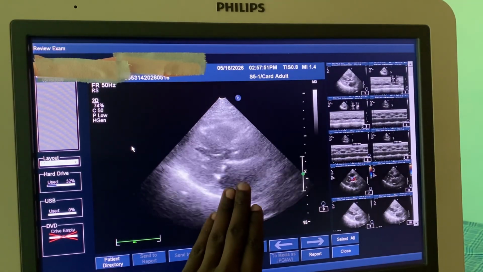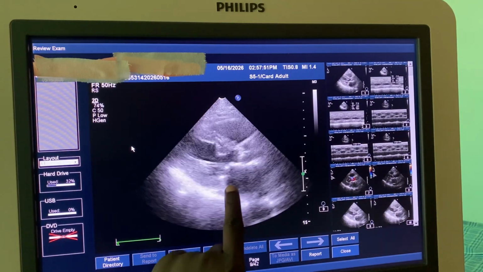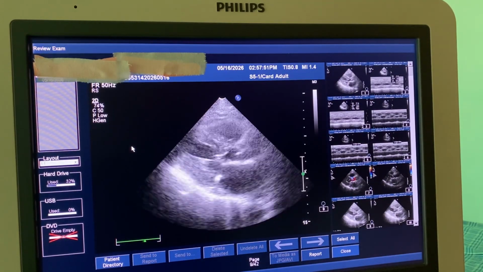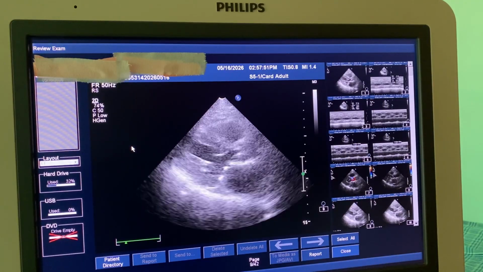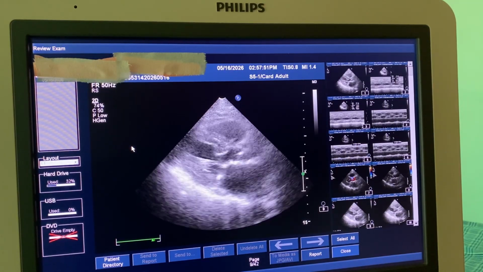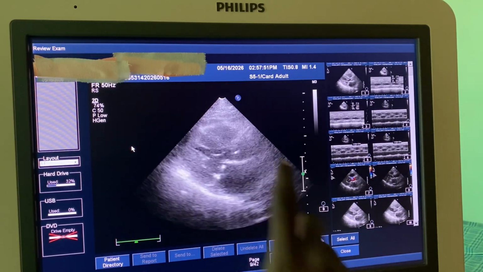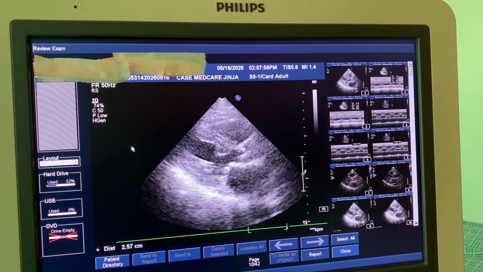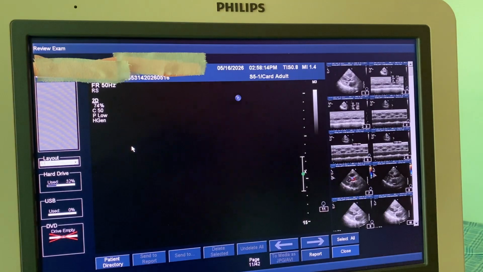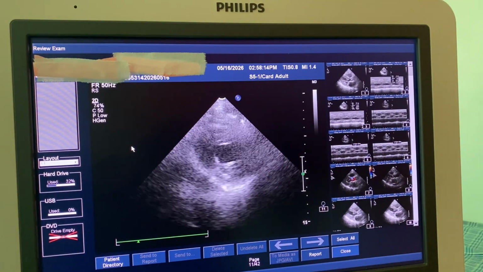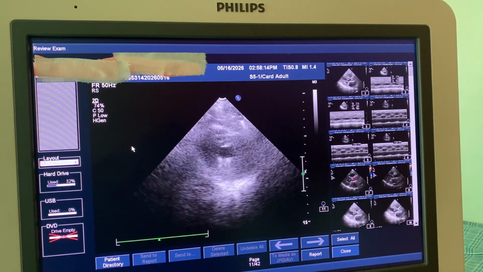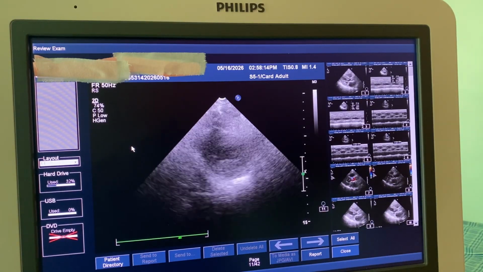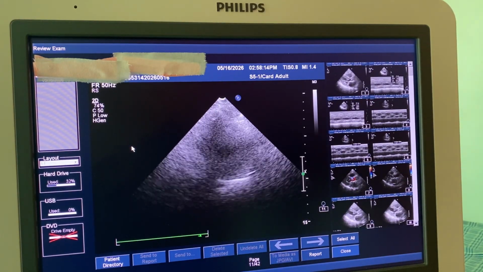But here, this MS is insignificant because you see the anterior leaflet is opening. So that MS, if it's there, it is insignificant. Here the aortic valve is barely opening. So we have to measure the right ventricle. Right ventricle measured. The cavity seems to be narrow, the LV cavity, but still maintains the shape.